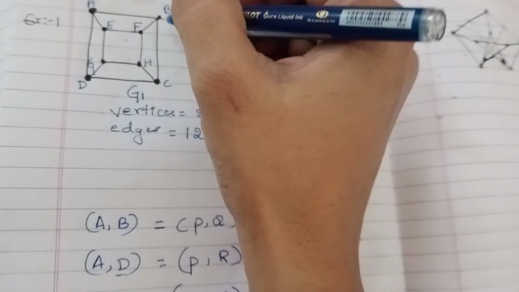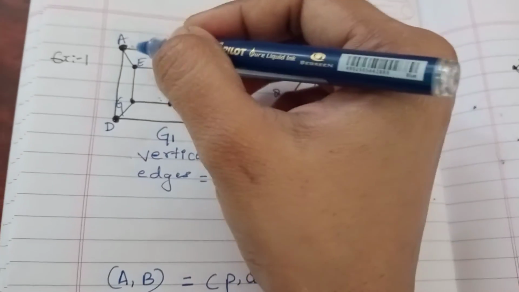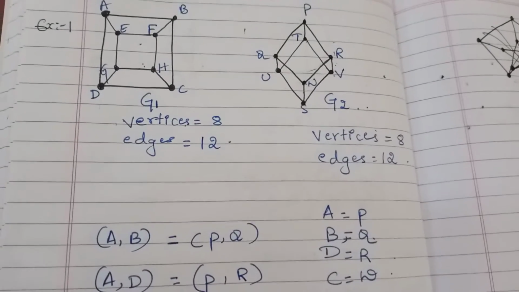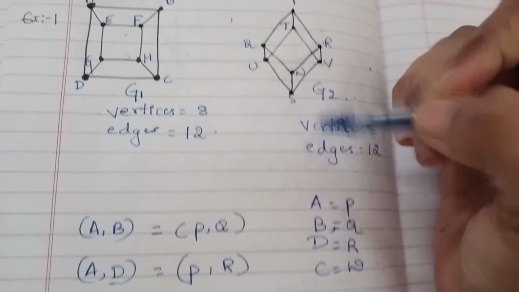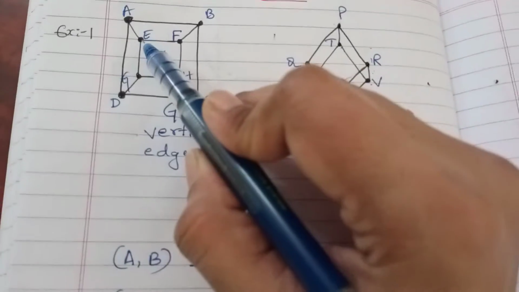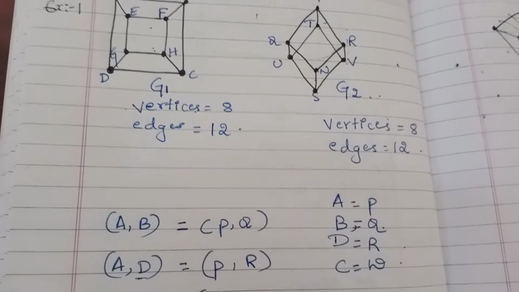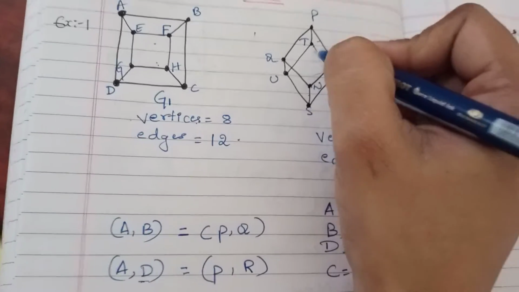Now I'll take from A to E. Okay, A is fixed, that is P. So for E, what will you fix? Which is having degree 3, you can fix as T. From P, it is joined to T. Okay, you can fix as T.